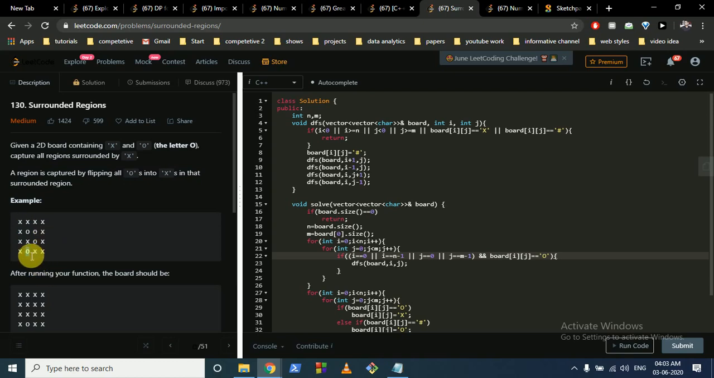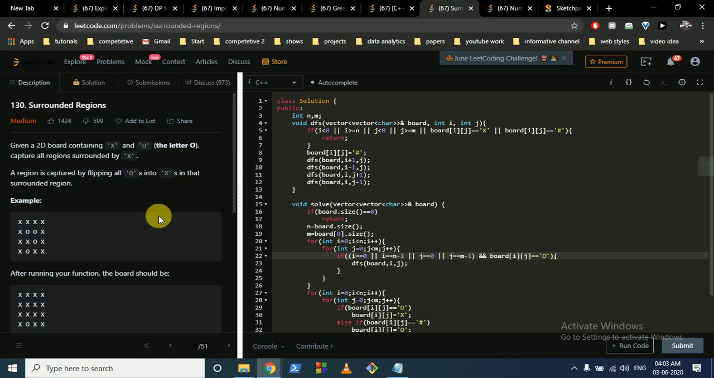But as you can see, this O is not surrounded by X because it's on the boundary, and thus it will not be captured, but all these O's will be captured. So you have to print out the final matrix or return the final matrix. You can pause the video and correlate how this question is related to the previous question we have discussed.